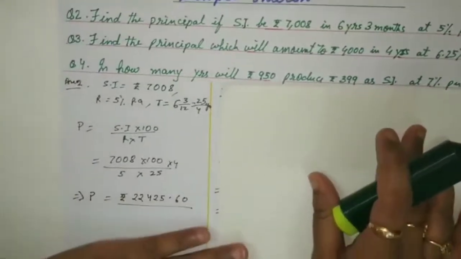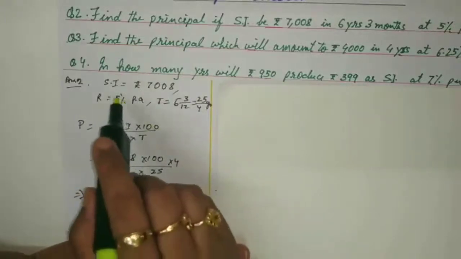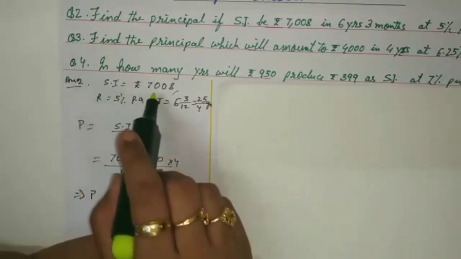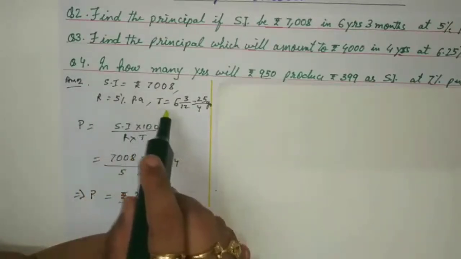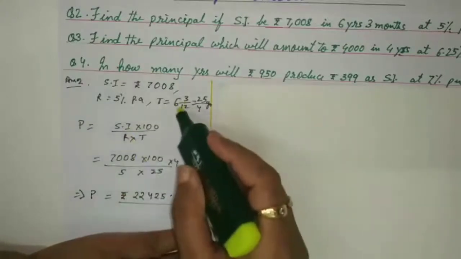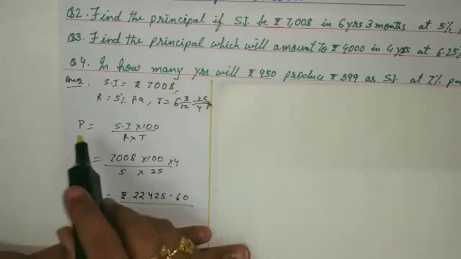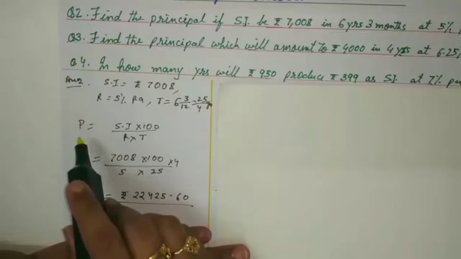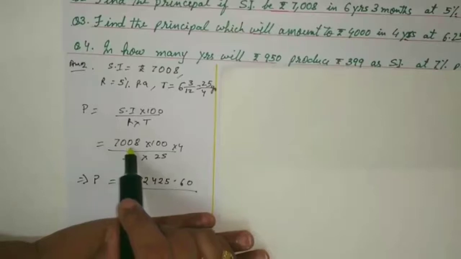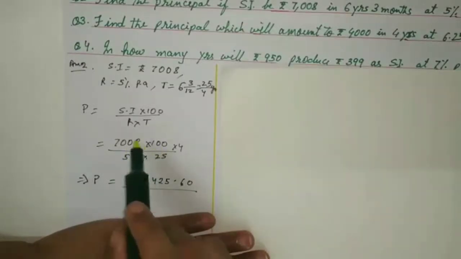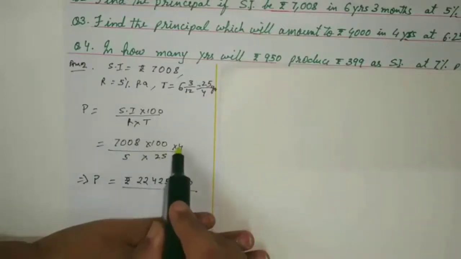So now we go to the solution, where we first write down whatever is provided in the question. Now here what do we have? Simple interest rupees 7,008, rate 5% per annum, time is 6 whole 3 by 12. Why 3 by 12? Because it is 3 months. So we get it as 25 by 4 years. Now we come to the formula of how to find out the principal. P equals SI into 100 by R into T. So 7,008 into 100 divided by rate is 5%, time is 25 by 4. So 25 and 4 goes there.